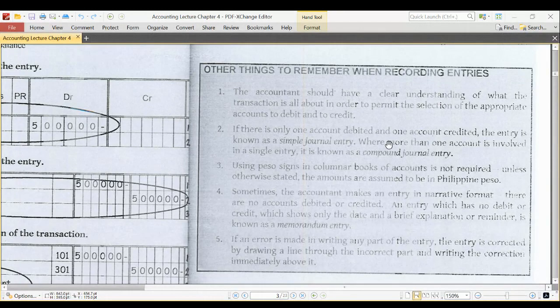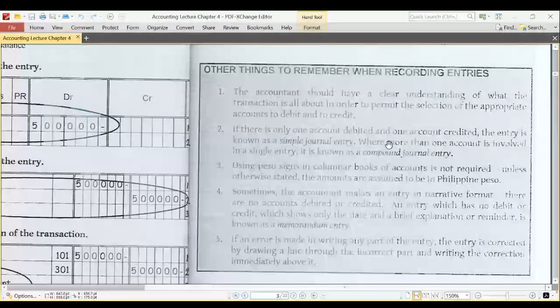So, for example, kagaya nung bumili tayo ng office supplies, partially paid on cash and partially on account. So, ilan ang affected doon na accounts, di ba? Meron tayong debit to office supplies, credit cash, and then credit accounts payable. Yun ang tawag doon ay compound journal entry. But we can also prepare simple journal entries, dalawang simple journal entry.